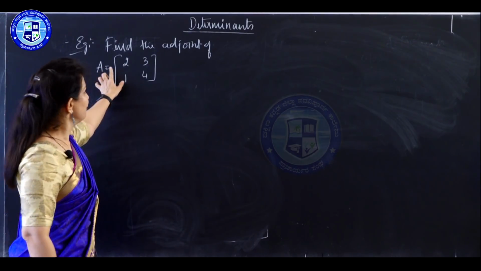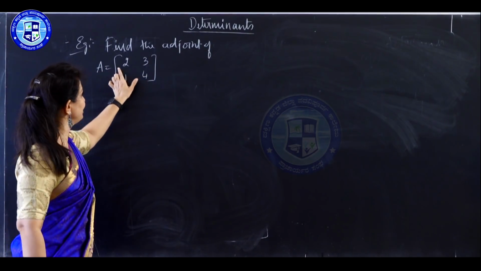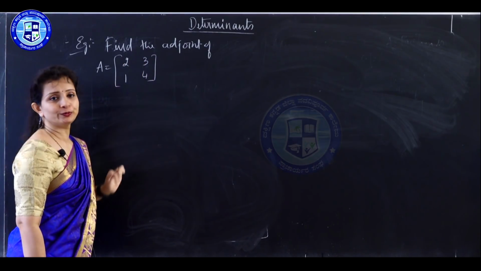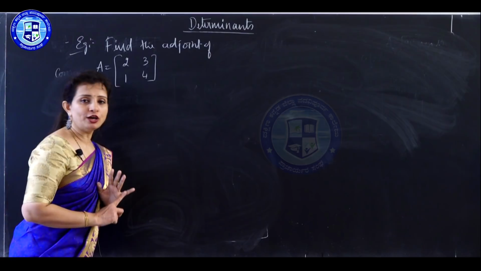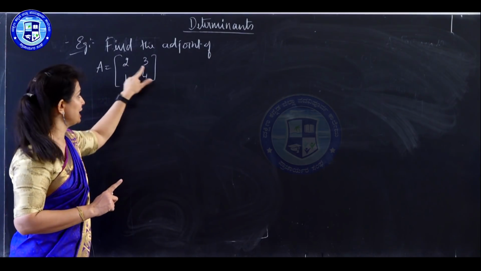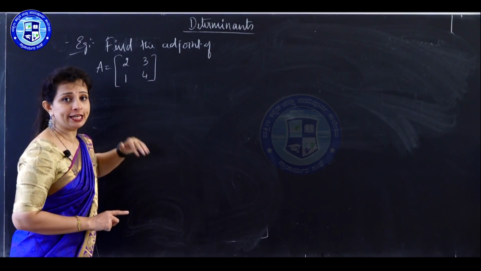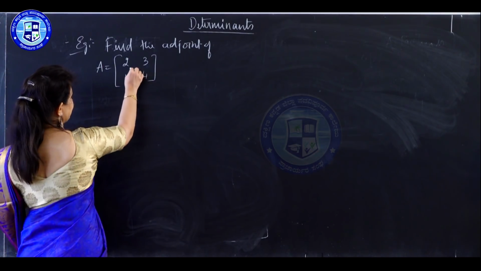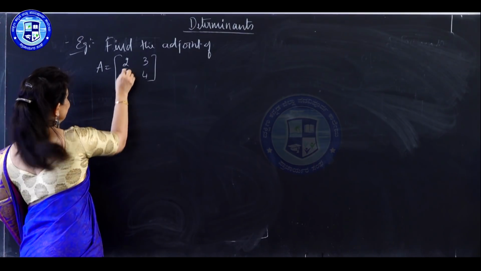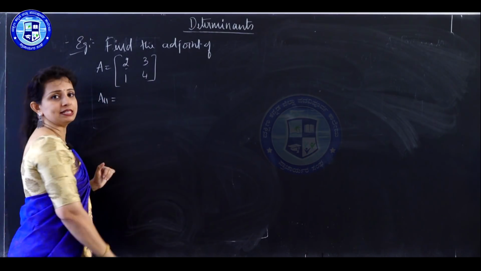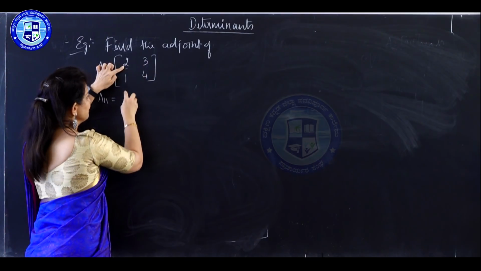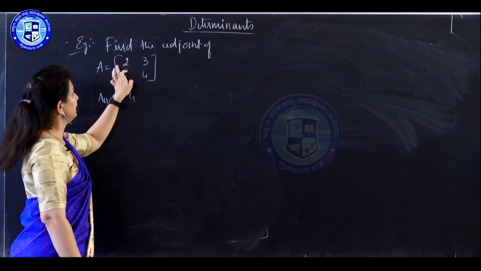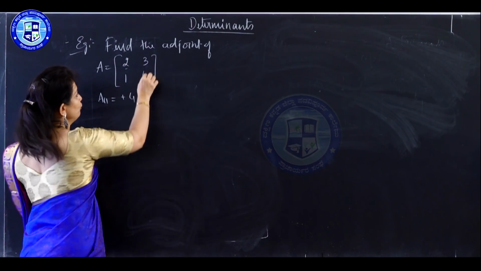Look at this, students. Find the adjoint of A, which is equal to the square matrix of order 2: 2, 3, 1, 4. So you have to find the cofactor of each element and take the transpose of the cofactor matrix. First, find the cofactor of each element. The first element is A11. Deleting the first row and first column, 1 plus 1 is an even number, so plus 4. Deleting the first row and first column, we get the element 4.